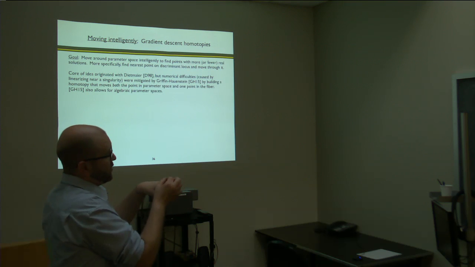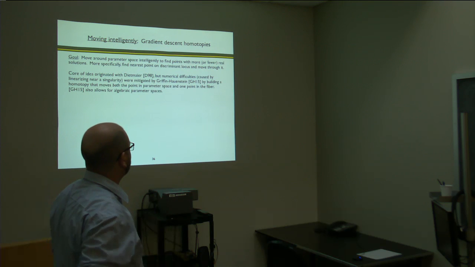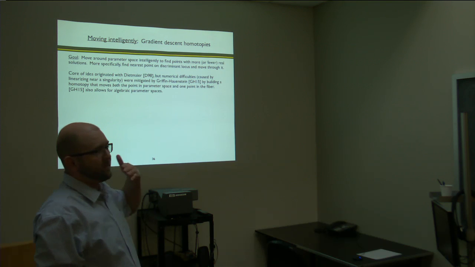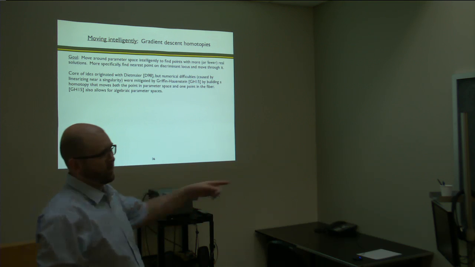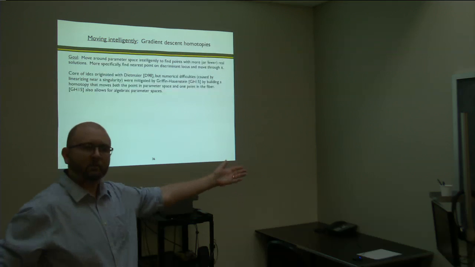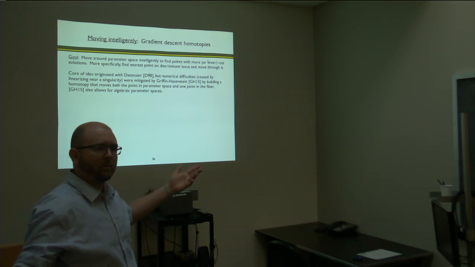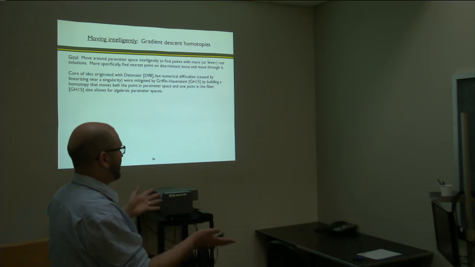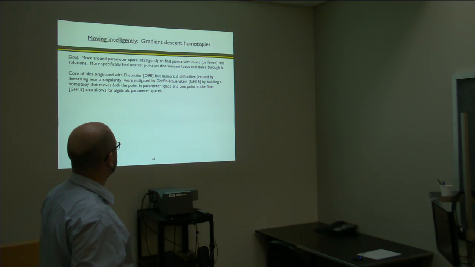So you'll get possibly more or possibly fewer solutions as you move through the discriminant locus. And so Dietmeyer's idea is find the nearest point on the discriminant locus and just blast through it, and then you're in a different chamber. Maybe there are more real solutions, maybe there are fewer, but that's a way to at least sort of wander around in this parameter space and try and find some things.